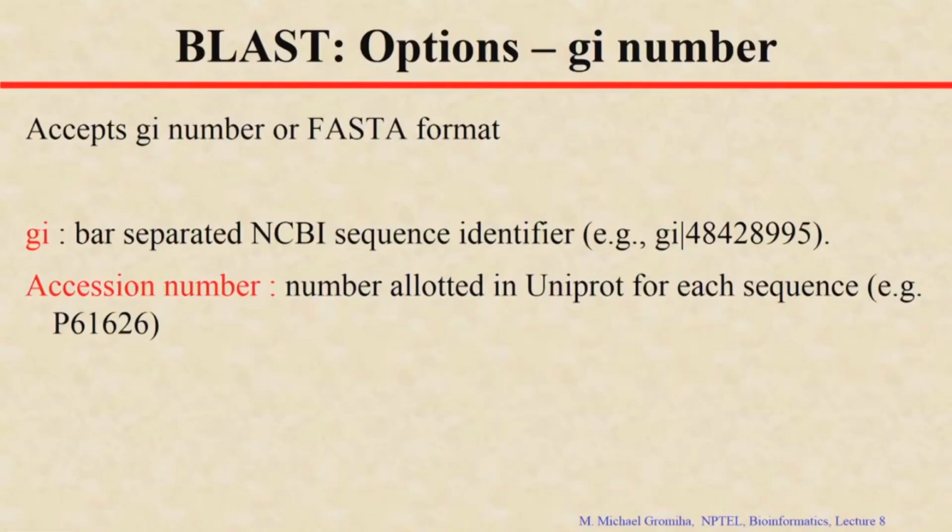These are the different file formats, okay, you can ask for GI format. This is a bar-separated NCBI identifier, for example, if you see GI and then it is bar separated, and this is the identifier. Then the accession number, you can give the UniProt one, right, you discussed the UniProt database. You can see this number, P61626. If you give this number, BLAST accepts it and takes the sequence directly from the UniProt database, everything is mapped.